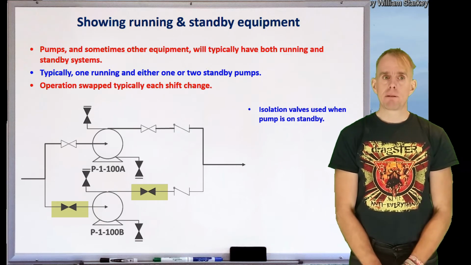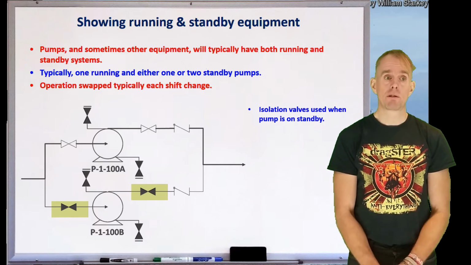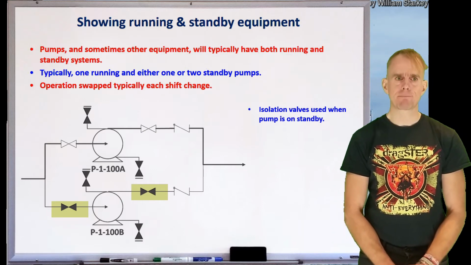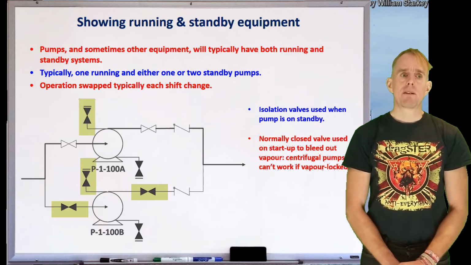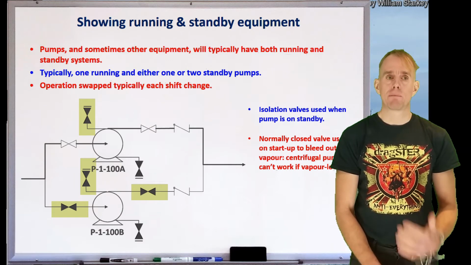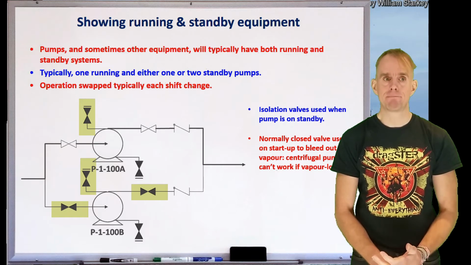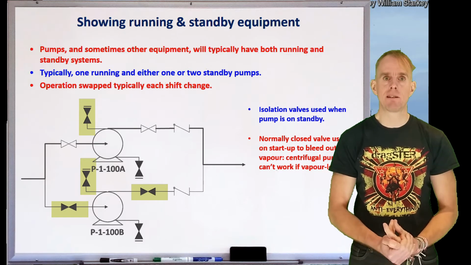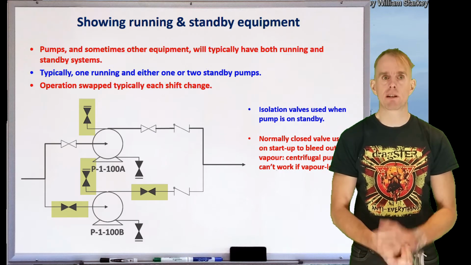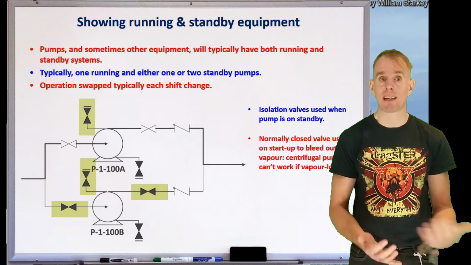The standby pump, the B pump, is shown isolated in normal use, and so we've got normally closed valves here on entry and exit. Both running and standby pumps need to be able to start up properly. Now, centrifugal pumps don't start if they're full of air. If we've drained the system down for maintenance and just reassembled it and we start the pump up, it's just going to be spinning in a gas, spinning in air, and it's not going to suck anything.